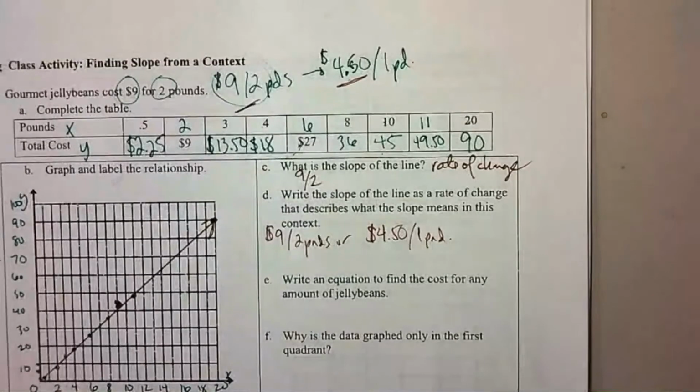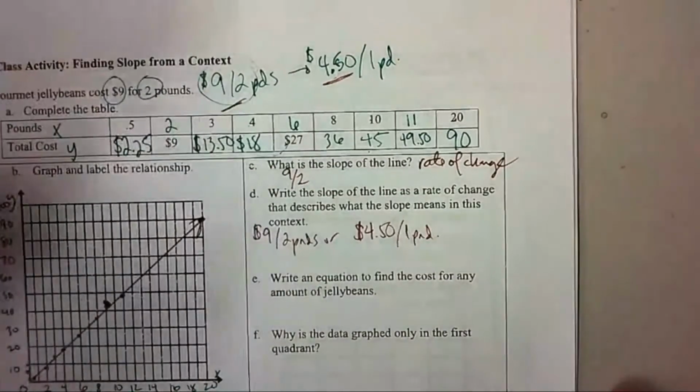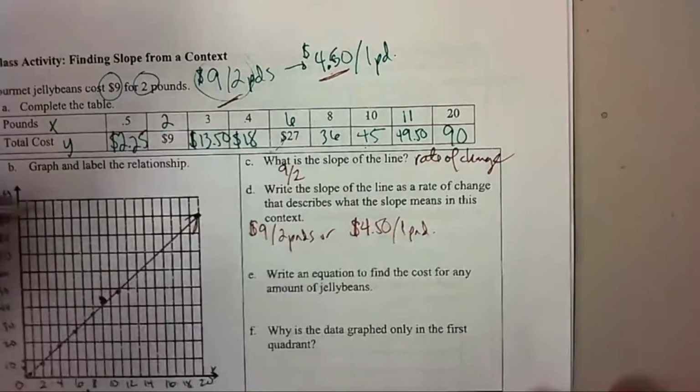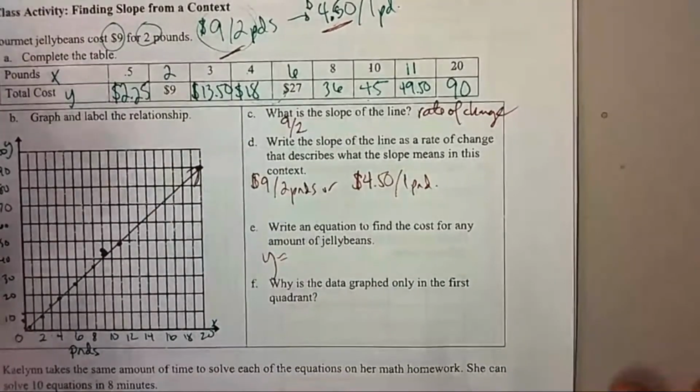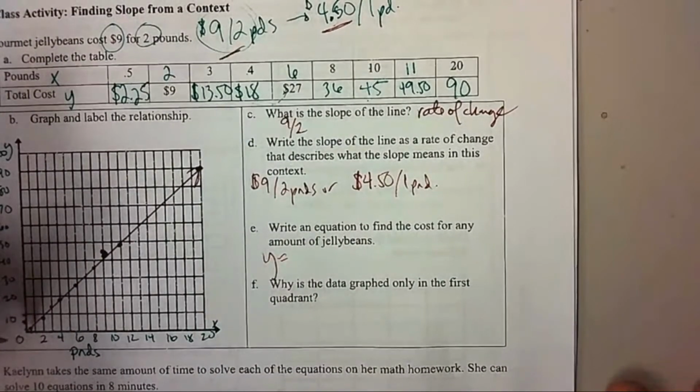And that basically is what it means. So we have $4.50 for 1 pound of jelly beans. Now, write an equation to find the cost for any amount of jelly beans. So our equation is going to start with y equals. And then, was there any initial cost?